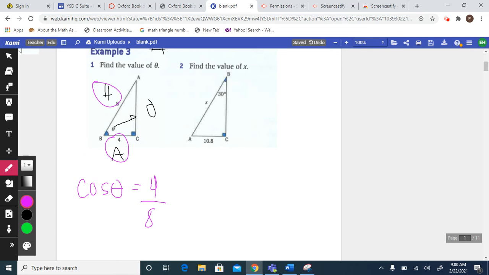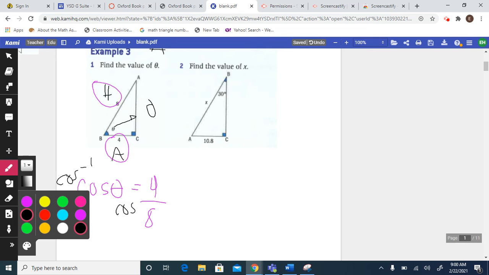Because you're solving for a missing angle, in order to get to the theta, you have to use cosine inverse to cancel it out. So the first step is to take cosine inverse to both sides. So I'm going to put it in front of there and in front of there. So what happens is that the cosines will cancel each other out, leaving just your theta, and you will plug in cosine inverse of 4 divided by 8, which is 60 degrees.